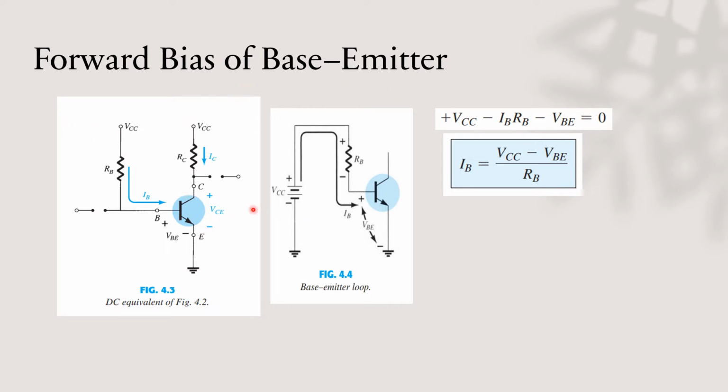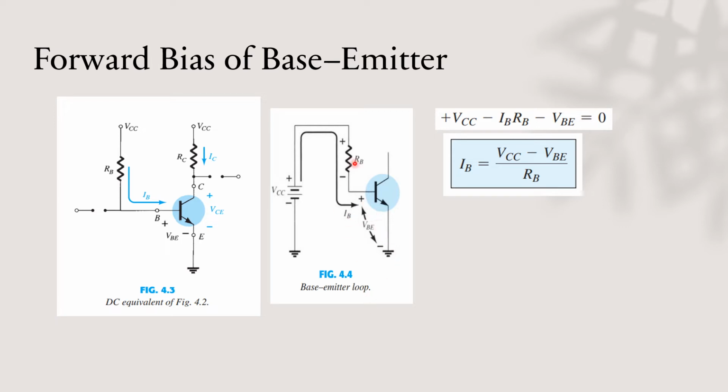As you can see here, we focus on this side, the base. This is the base of the transistor, and this is the emitter, with the base emitter being forward biased. The equivalent circuit of this is the loop. The loop that we will be tackling will be from VCC up to the resistor RB, and then going down to the base, then to the emitter. That will be the flow of the current IB.